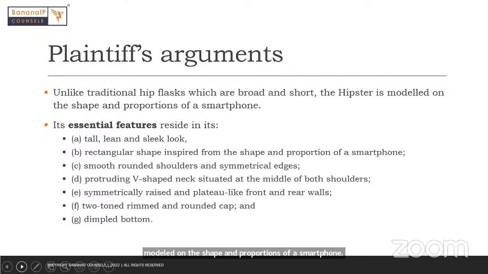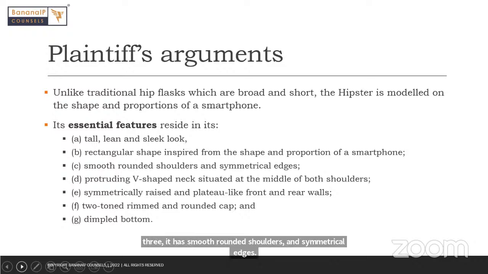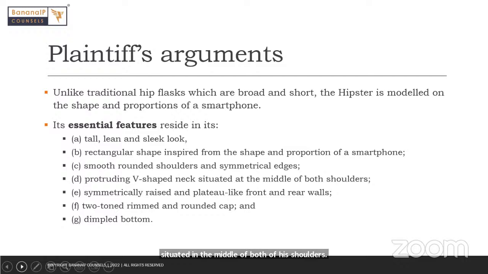Now, the essential features within their bottle include, firstly, a tall, lean, and sleek look. Number two, a rectangular shape, which is inspired from the shape and proportion of a smartphone. Number three, it has smooth, rounded shoulders and symmetrical edges. Number four, it has a protruding V-shaped neck, which is situated at the middle of both these shoulders. Number five, it has symmetrically raised and plateau-like front and rear walls. Number six, it has a two-toned, rimmed and rounded cap. And number seven, it has a dimpled bottom.